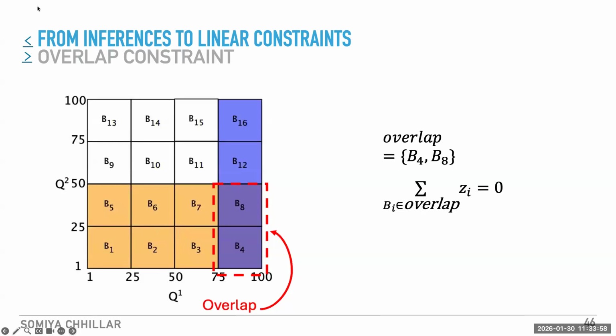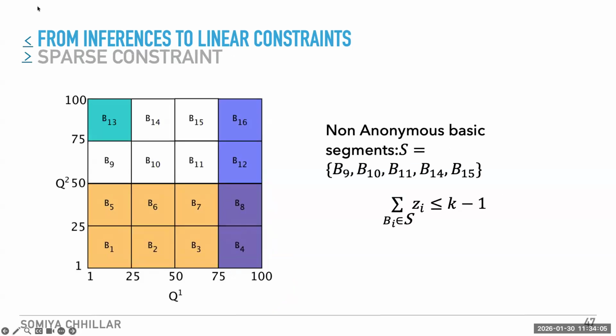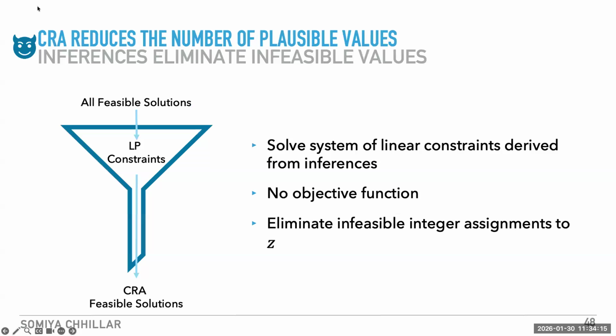Similarly, since the overlap is empty, we can say for the equivalence class 2, the Zi's are equal to 0. And for non-anonymous basic segments, the sum of all the Zi's should be less than or equal to k minus 1. Yeah. So before, we had these constraints and we use them to eliminate the infeasible integer values.